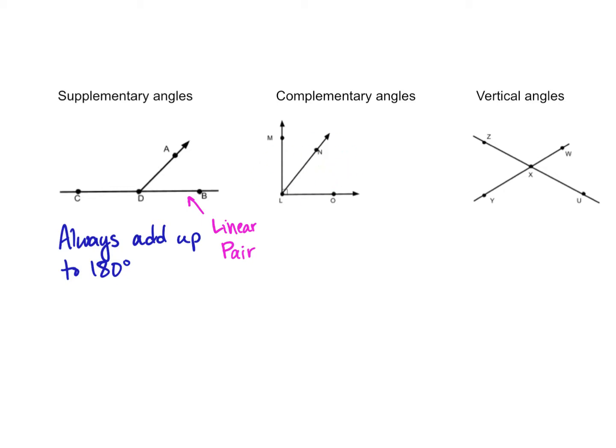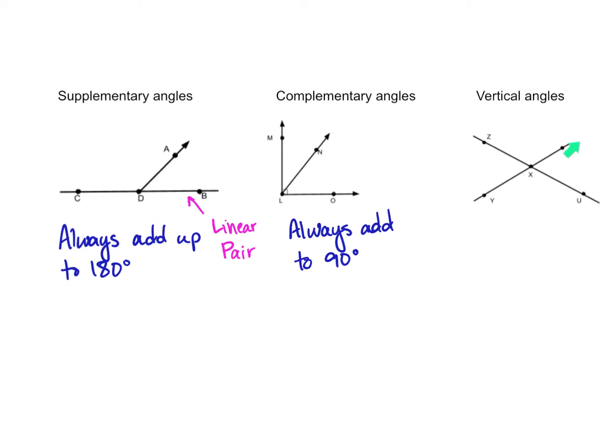Complementary angles, similarly, add up to 90 degrees. So, write that down. Not a whole lot more there. Angle MLN is complementary to NLO.